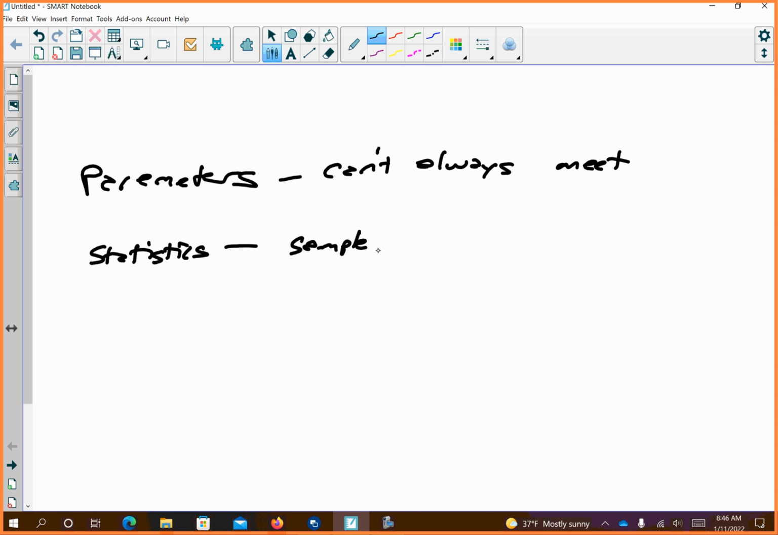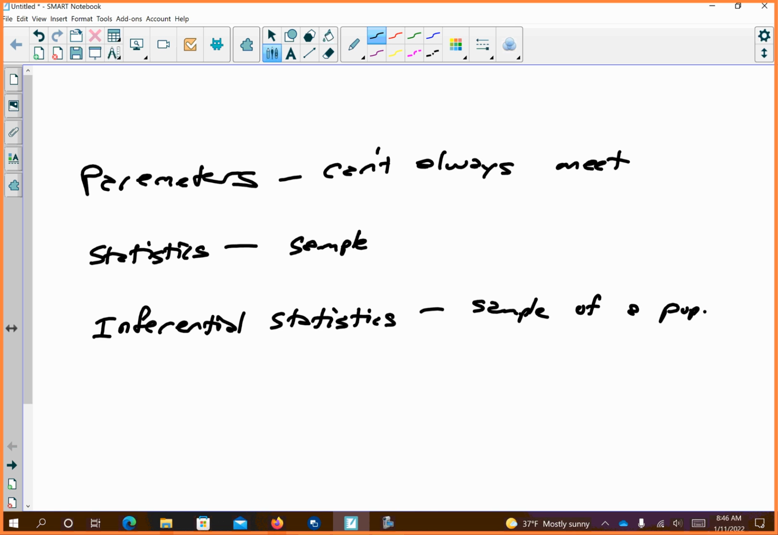In inferential statistics, the goal is to use common characteristics of the sample to estimate the characteristics of the population. Okay, that's huge. So inferential statistics takes a sample of a population and estimates the entire population. Okay?